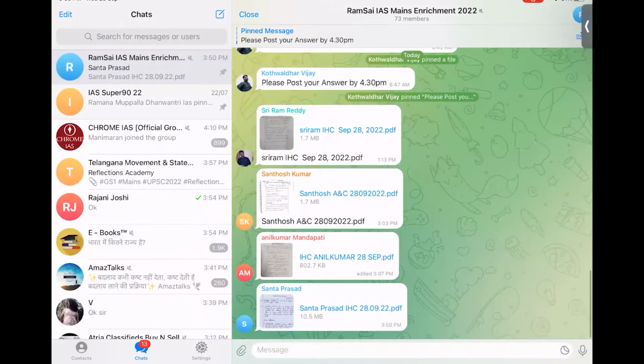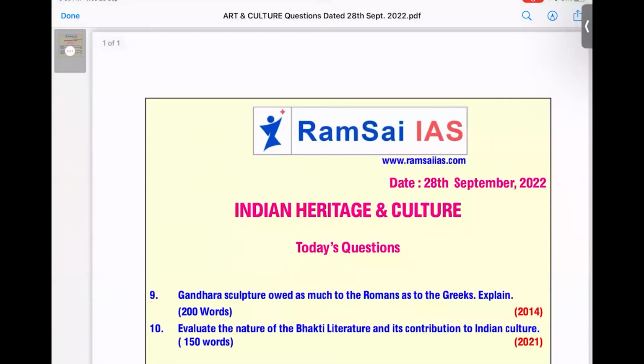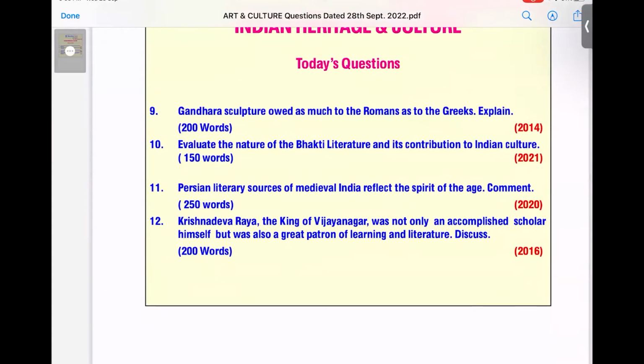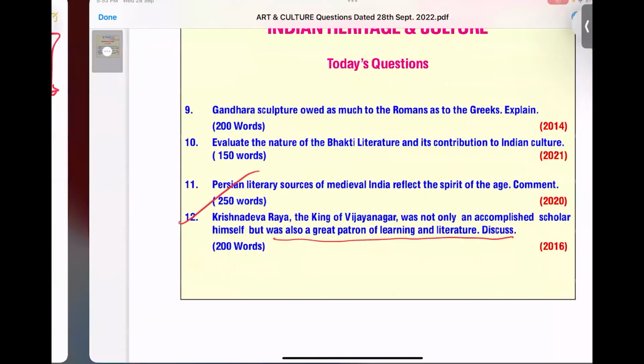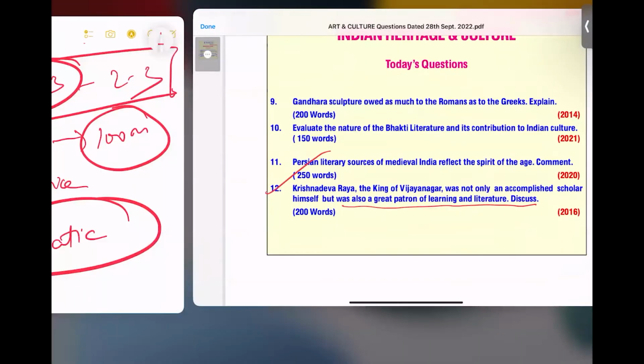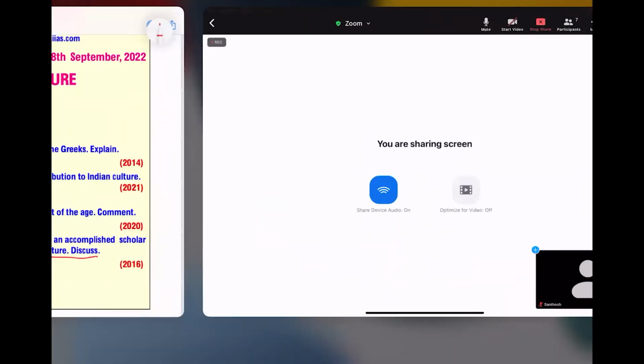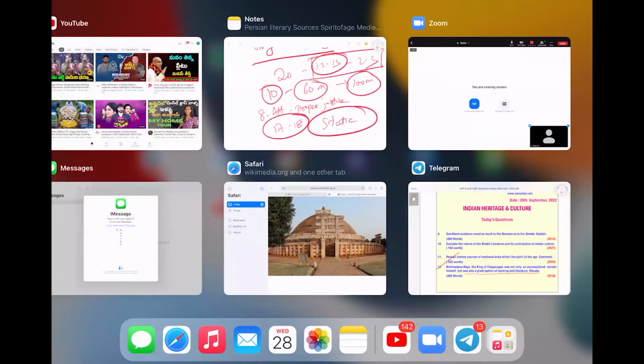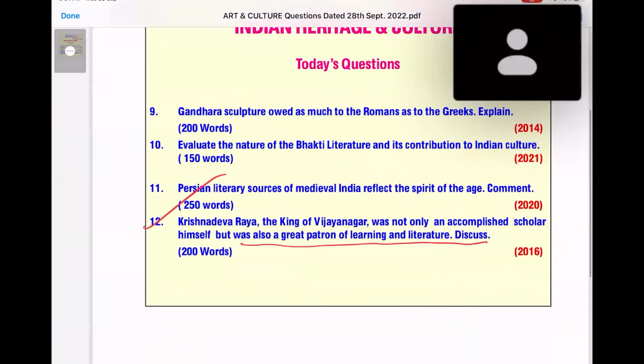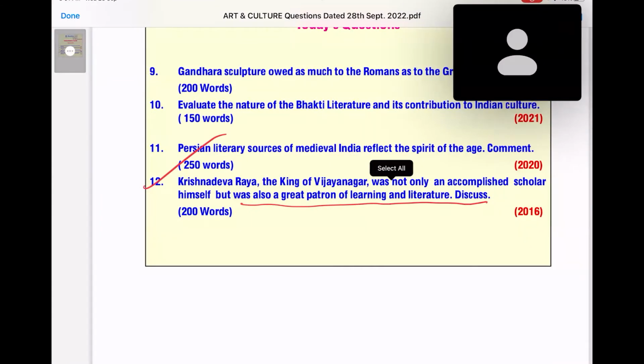Okay, sir. And see the last question for the day. Krishna Devaraya, the king of Vijayanagara, was not only an accomplished scholar himself, but also a great patron of learning and literature. Discuss. Again, a very good question. So take a couple of minutes. Yeah, see this question. Krishna Devaraya, the king of Vijayanagara, was not only an accomplished scholar himself, but also a great patron of learning and literature.